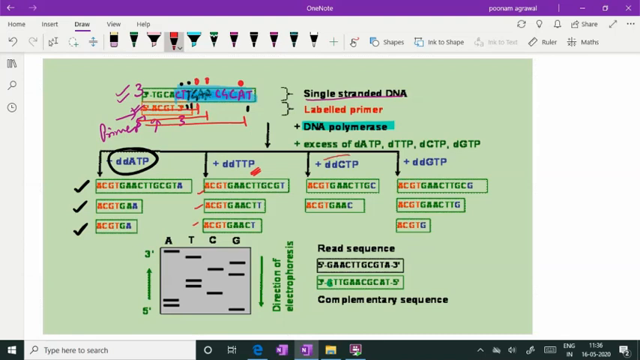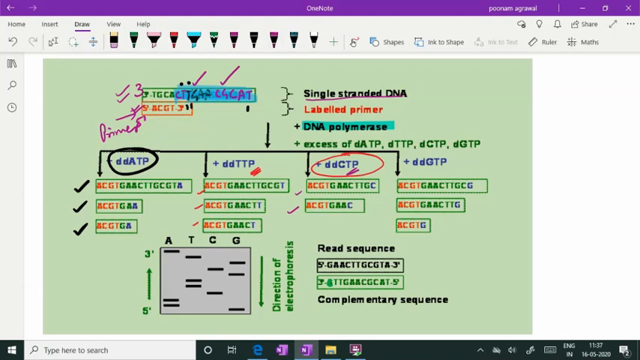In similar fashion, suppose the tube is having dideoxy CTP, then the termination will be there corresponding to the G unit. So the termination will be there at which all points? Termination will be there at this G point, this G point. So you will get the fragments of this sort which are not further getting elongated, because dideoxy once added is not allowing the further elongation.